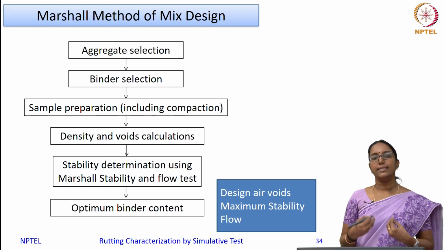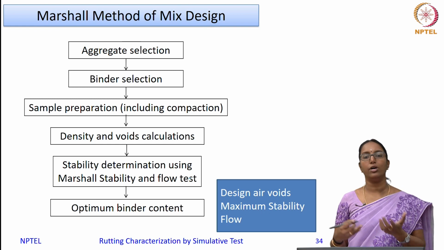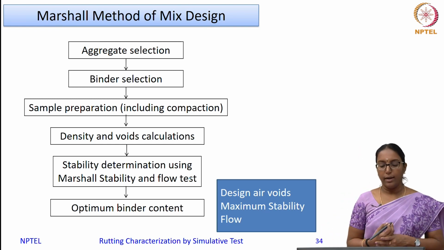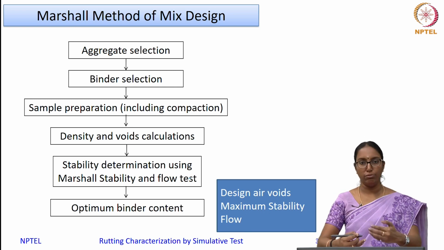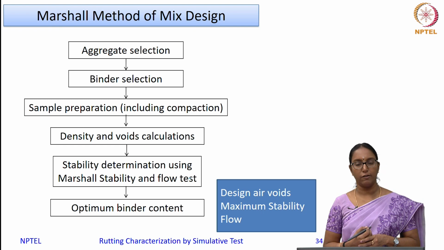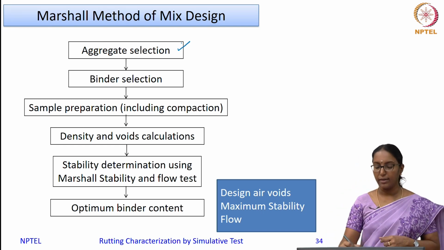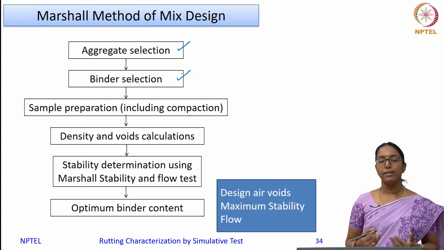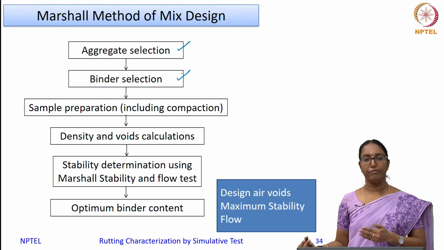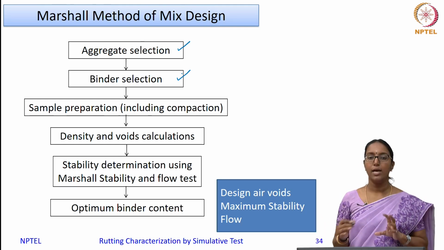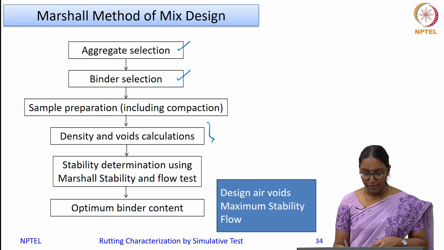Now let me discuss a little bit about how this test has to be correlated to your mix design procedure. In India we follow the Marshall method of mix design. As you all know, these are the steps of the Marshall method. The first step is aggregate selection, then comes binder selection, and you prepare the sample based on the compactive effort in the field, or based on such correlations. You compact the specimen and do its volumetric analysis.